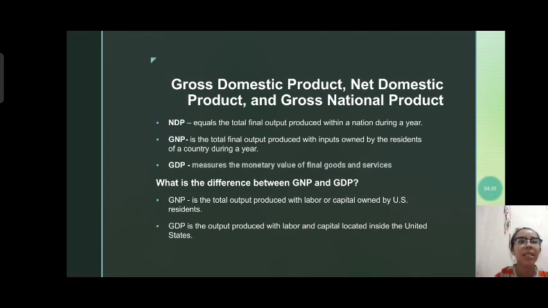Next, what is the difference between gross national product and gross domestic product? Gross national product is the total output produced with labor or capital owned by U.S. residents, while gross domestic product is the output produced with labor and capital located inside the United States.